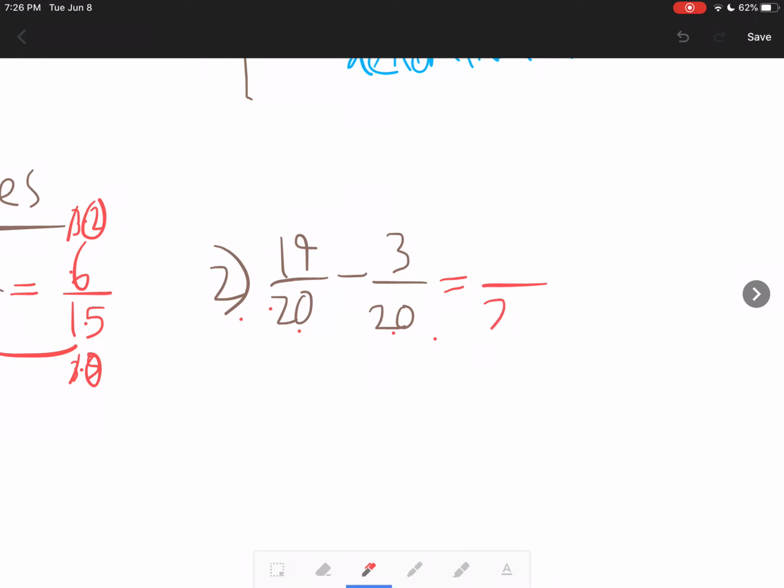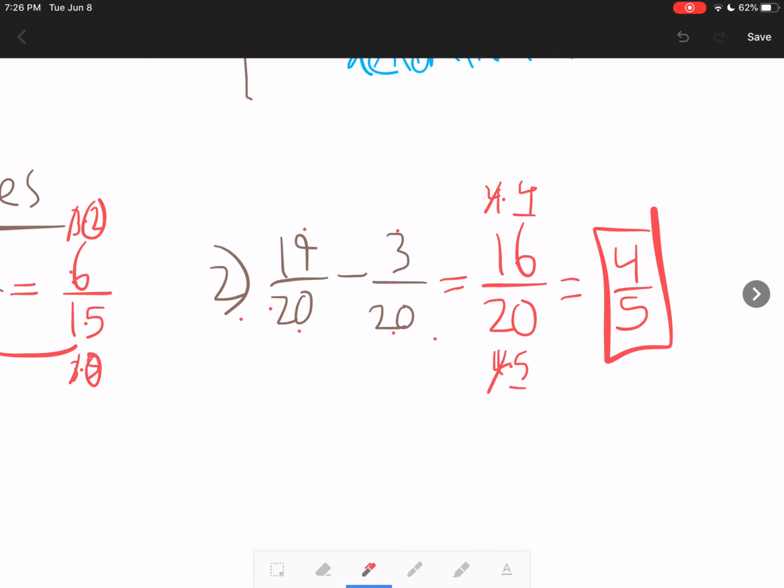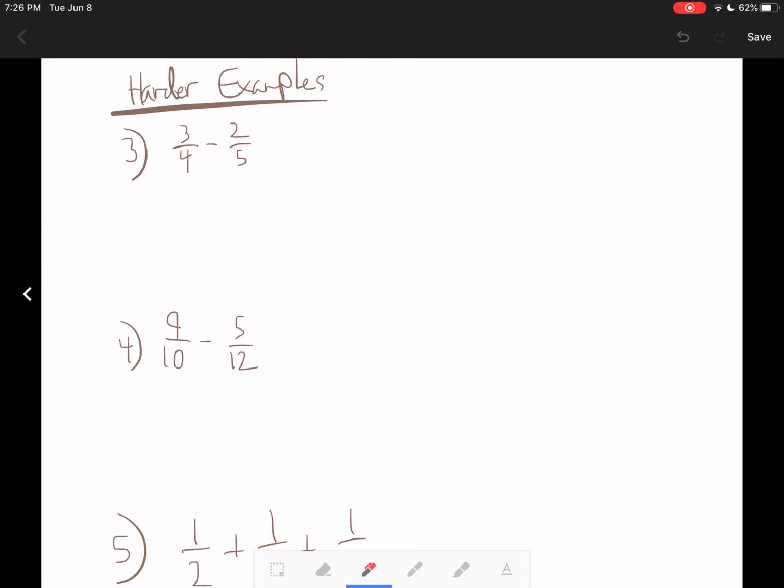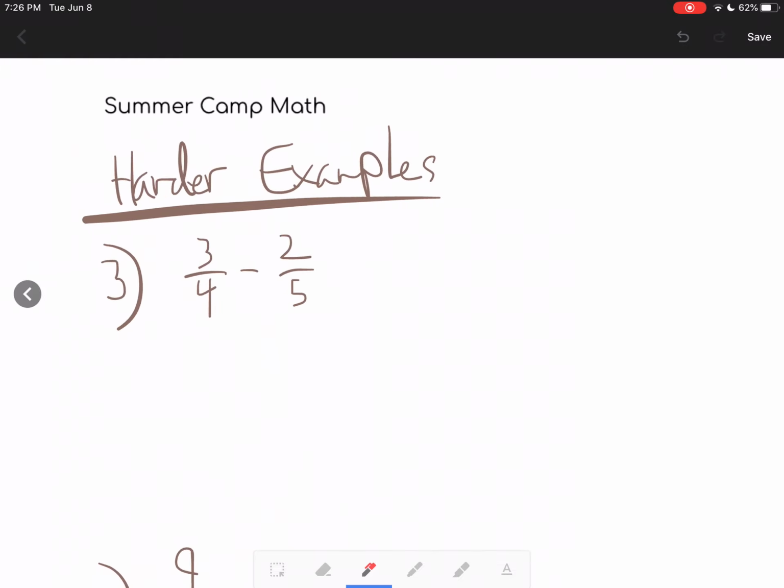So our final answer will have a denominator of 20. And then we go 19 minus 3, which is going to be 16. Again, see if we can reduce it. We can. So 16 is going to be 4 times 4. And 20 is 4 times 5. These 4's go away, leaving us with a 4 and a 5. So our final answer is 4/5. Box it, walk away. So those are the basic examples. The harder examples are where we have to get a common denominator. So let's take a look at this one.